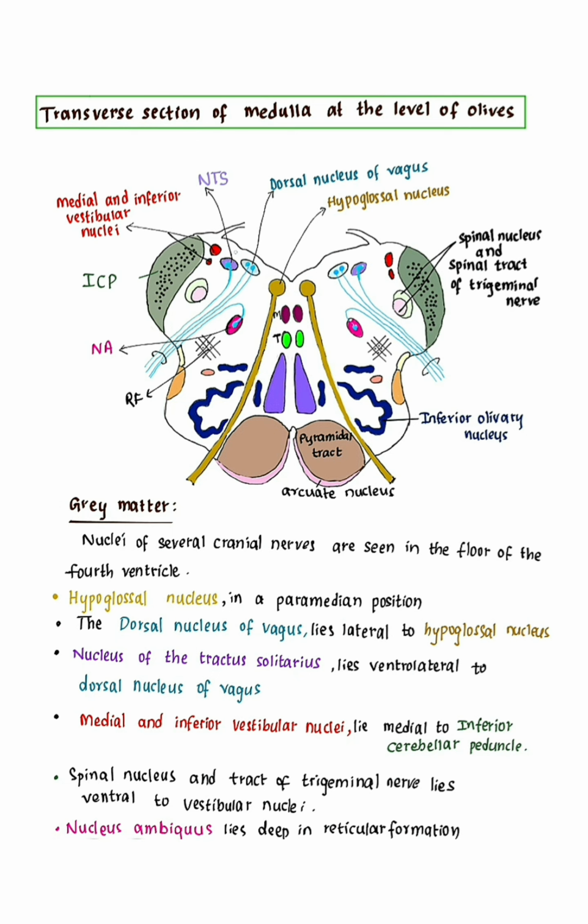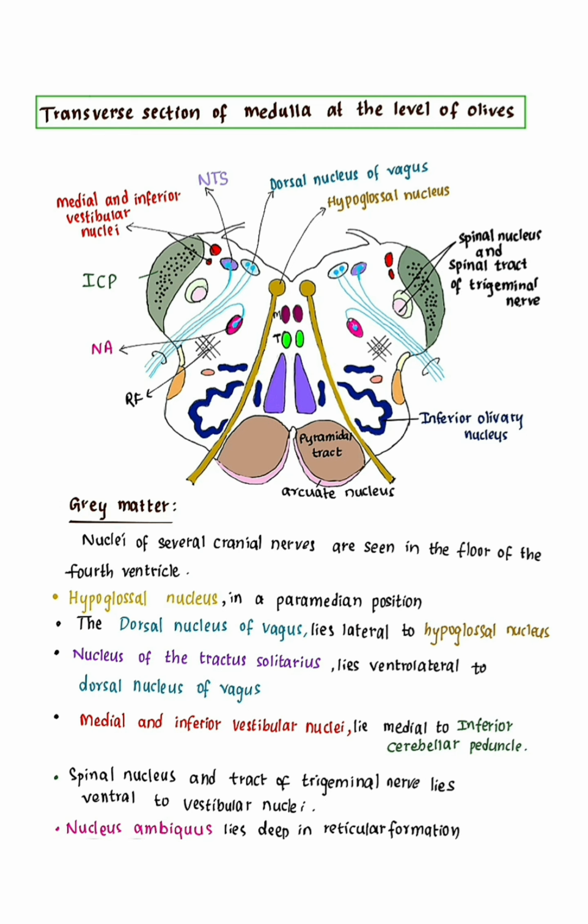Nucleus of tractus solitarius lies ventrolateral to the dorsal nucleus of vagus. It lies lateral and ventral to the dorsal nucleus of vagus. Medial and inferior vestibular nuclei lie lateral to the nucleus of tractus solitarius. They lie medial to the inferior cerebellar peduncle.